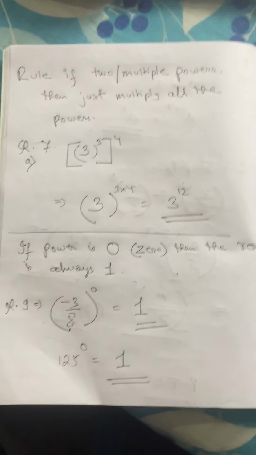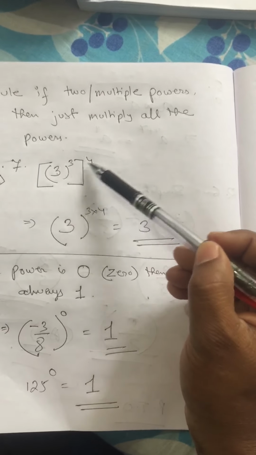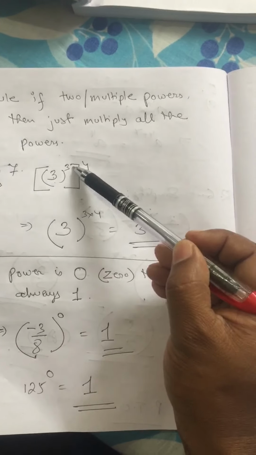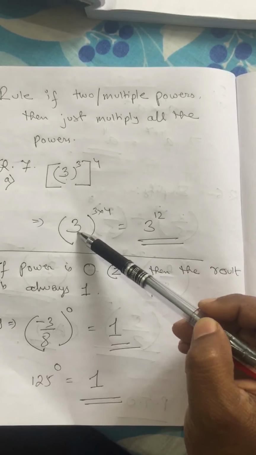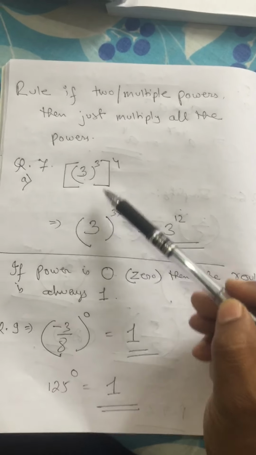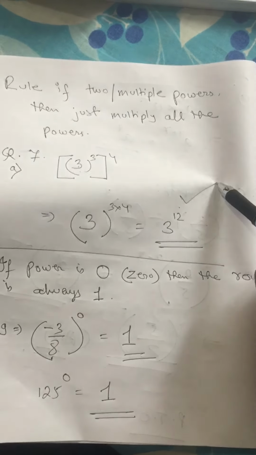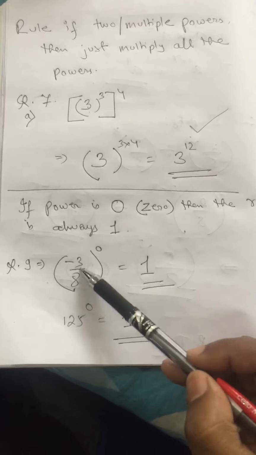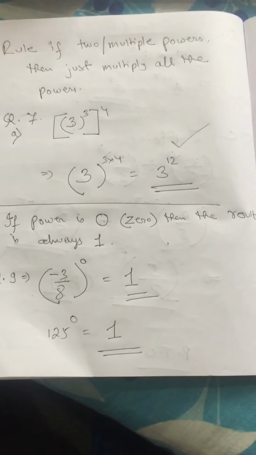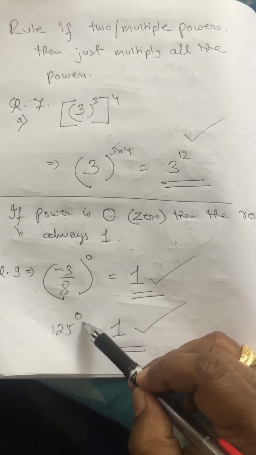This is the third pattern, and there are even two other patterns. In a power notation, you may get two different powers for one base. Whenever you have two or more powers, just multiply the powers and write the base as it is. In this case, the base is 3 and the powers are 3 and 4, so I just multiply 3 into 4, that is 12. This is one pattern. And the last pattern is any fraction or any number whose power is 0: blindly write the answer as 1. The result is always 1 for any number whose power is 0.